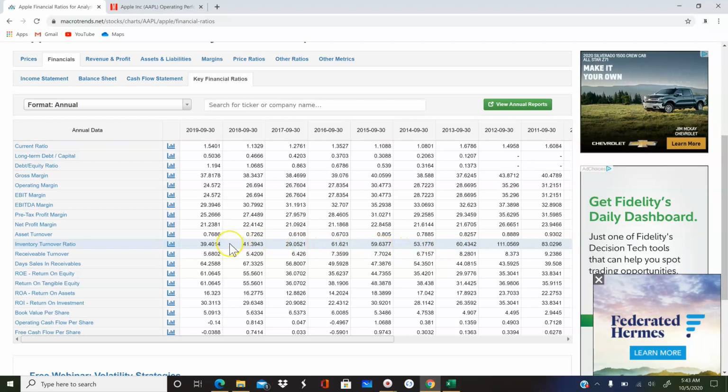Okay, inventory. Okay, so generally Apple's inventory turnover ratio has been decreasing over time. So back in 2011, it was up to 83, highest during this period 111. Also, the asset turnover ratio has been trending downward. You would really have to do some digging into what sort of things have been impacting these ratios. But of course, generally, you want to see those numbers increasing over time. You want companies to become more efficient with generating sales, more efficient with churning through that inventory.